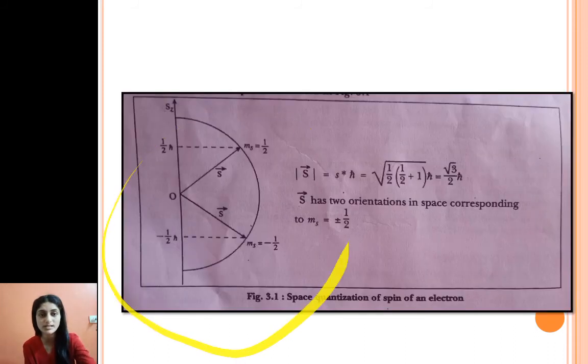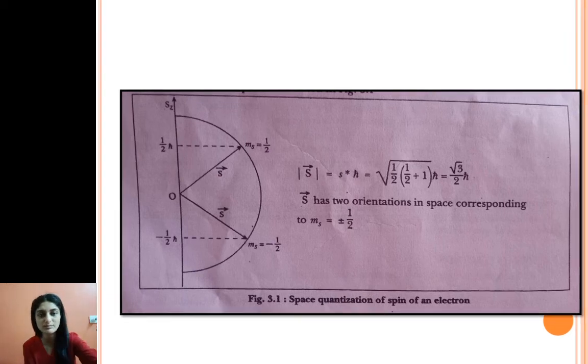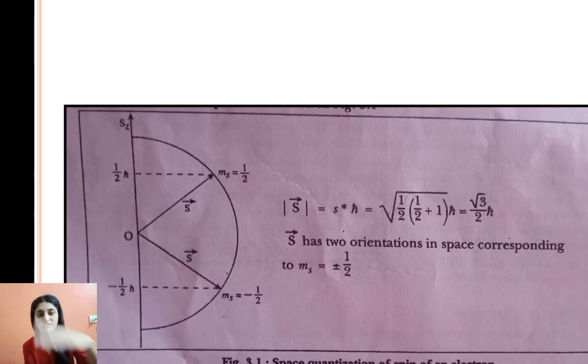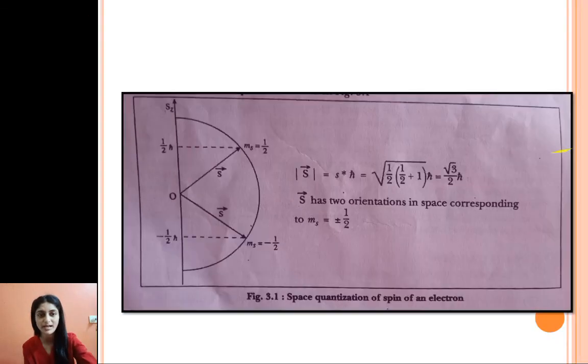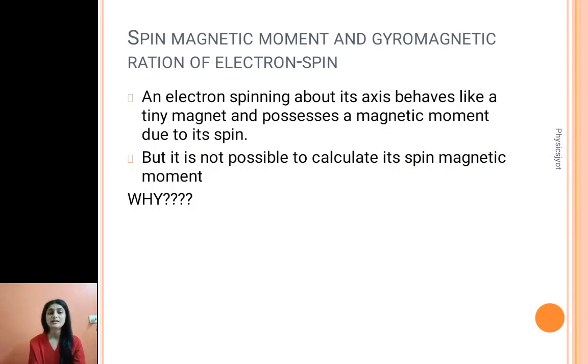So this is the kind of space quantization which you can see over here. This we have already discussed in orbital motion, and in a similar way it holds for spin. So spin has a fixed direction with respect to the z axis, and it has only two orientations. An electron spinning about its axis behaves like a tiny magnet and possesses a magnetic moment due to its spin, just as when it is moving in an orbit.